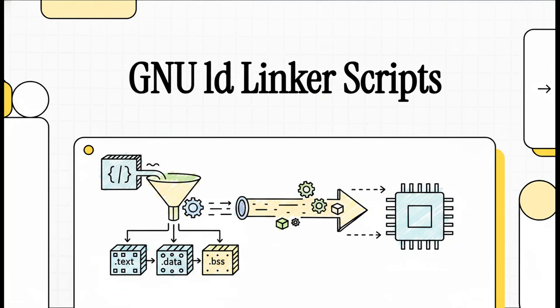Welcome back to another explainer. Today, we're zooming way in. If you're an embedded engineer or a low-level systems programmer, this one's for you. We're going to completely demystify the exact mechanism that takes your abstract C code and forces it into a concrete, physical binary on actual hardware memory. Yep, we're talking about GNU LD linker scripts.